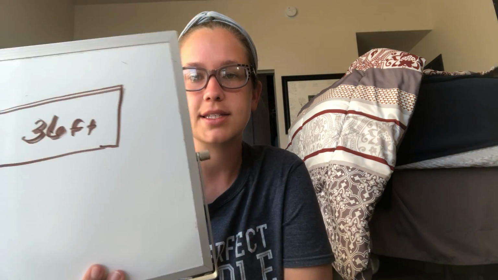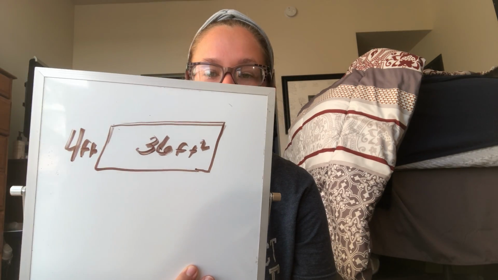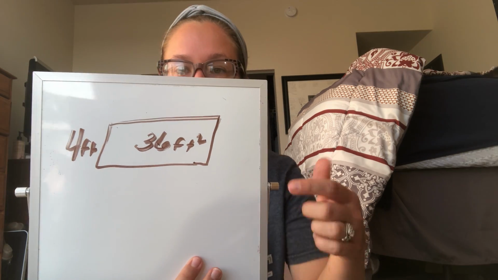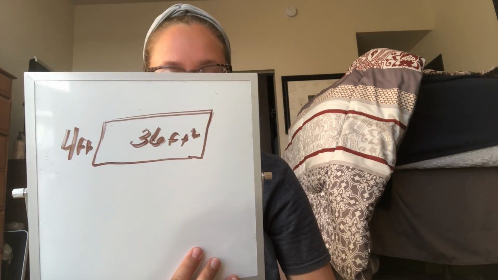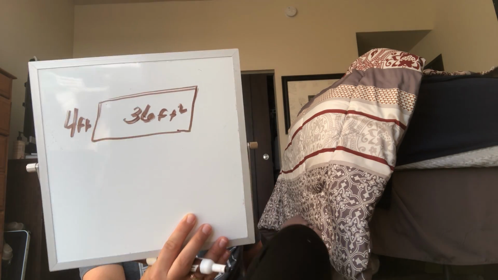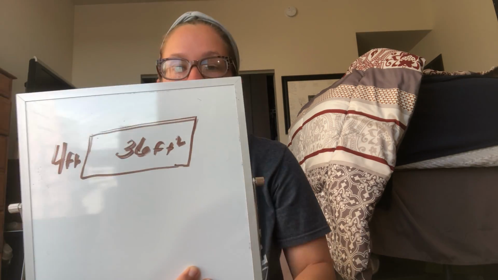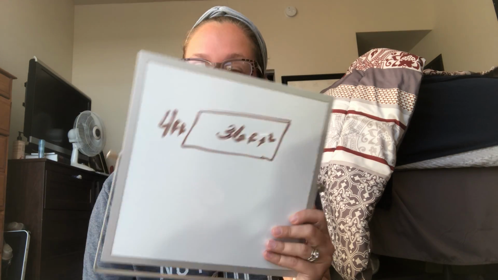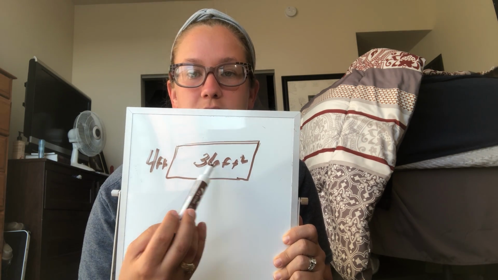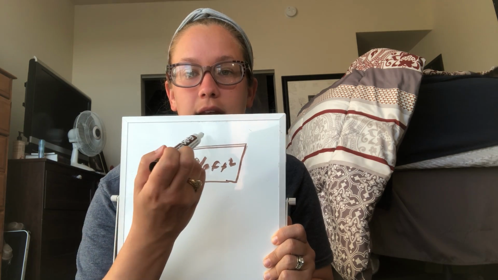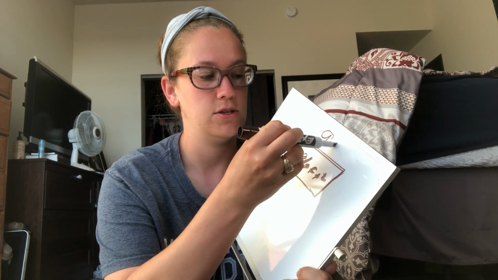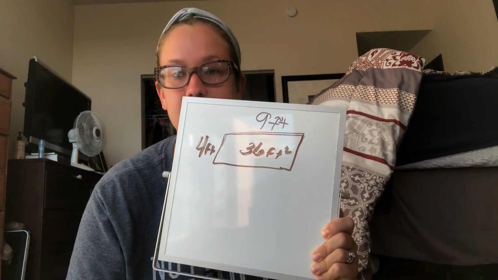So let's say we have a rectangle, and you know that the area is 36 feet squared, and you have the length of 4 feet, and we need to know the width. So in this scenario, since it's area, we're going to divide. You multiply length times width to get the area. So if you have the area on one side, you're going to divide. So what is 36 divided by 4? 9. So the missing part is 9 feet.